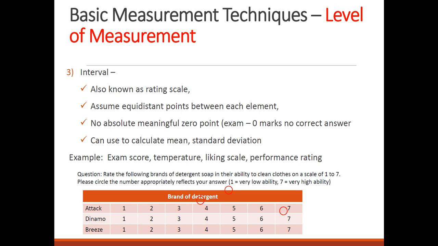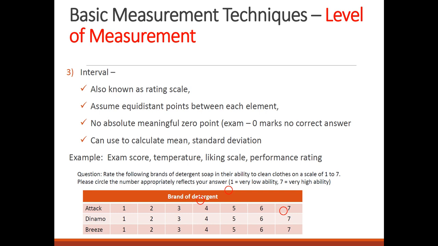Next, the interval. Interval is already numerical data. It is also known as a rating scale. It assumes equidistant points between each element. So if you say 1, 2, 3, 4, 5, you assume that the distance is the same. There is no absolute meaningful zero point. Meaning that if you take an exam and you get 0 marks, it means they took the exam, but their score is zero. So zero is actually a value. So this is interval. I will show you later what is the difference from the other one, ratio. You can use it to calculate mean and deviation. So if you have this kind of measurement level, you can upgrade your analysis. You can use the mean to represent your data.